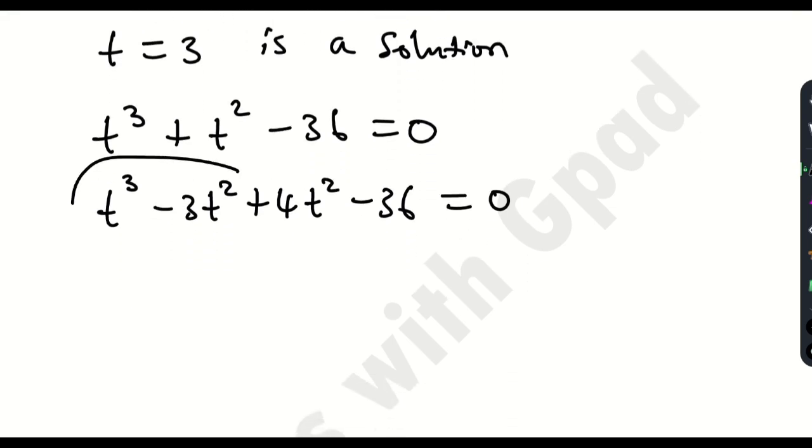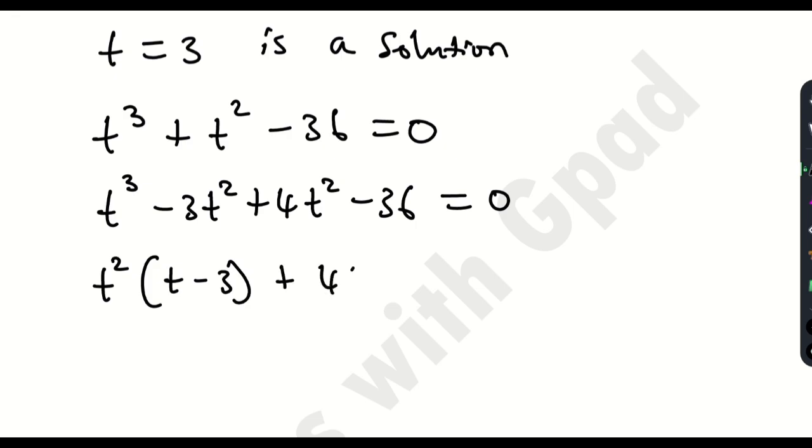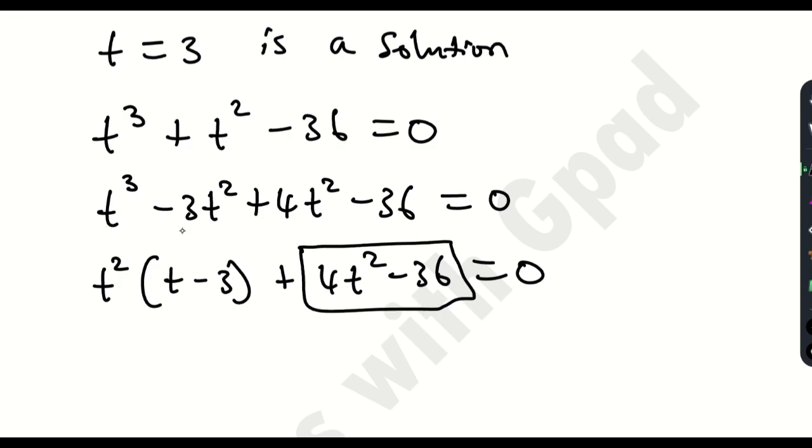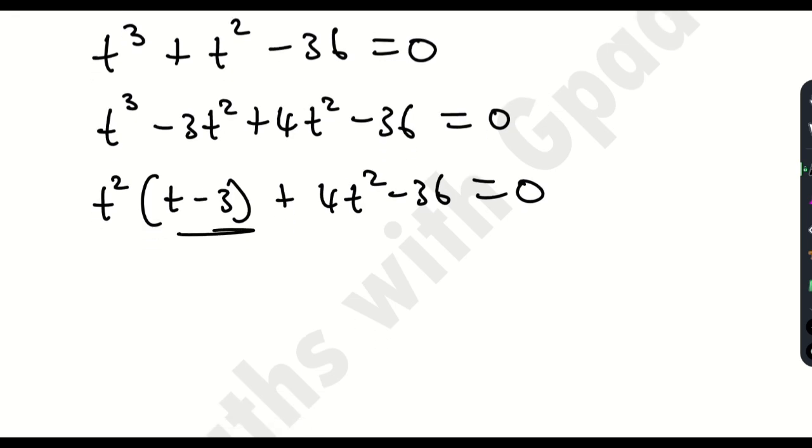So let's factorize these first two terms. That will be t raised to the power of 2 because that's what's common. Then bracket t minus 3. Then plus 4t squared minus 36 is equal to 0. Now the issue is with these last two terms. What am I going to do here? I want to try as much as possible to get t minus 3 in the bracket with 4t squared and with minus 36. So I'm going to bring in two terms so that when I factorize, I will have t minus 3 in the bracket.